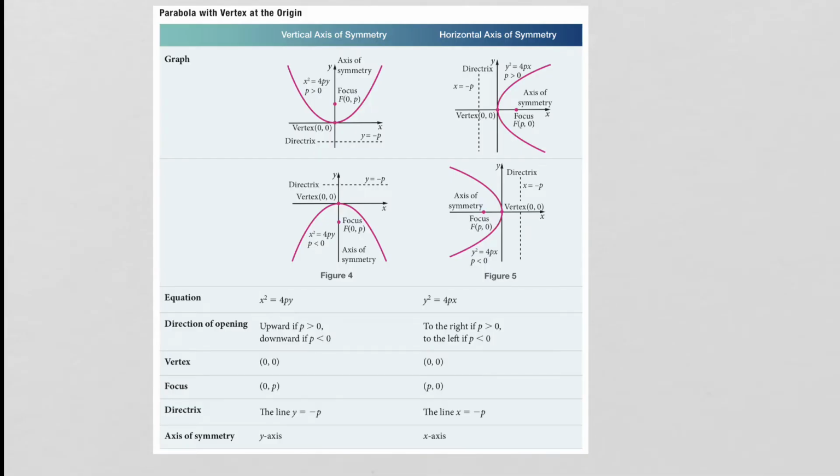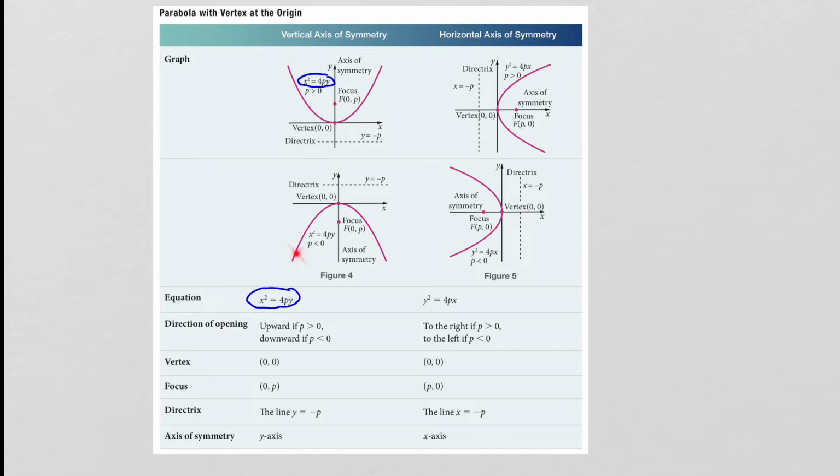Now let's take a look at a summary of the equations and graphs of parabolas. The one that you see here is the one that we just talked about. We have a parabola opening upward. The vertex is at the origin. The focus has coordinates (0, p). The directrix is the line y equals negative p. And we know the equation for that parabola is x squared is equal to 4py. Okay, and you can see that here.